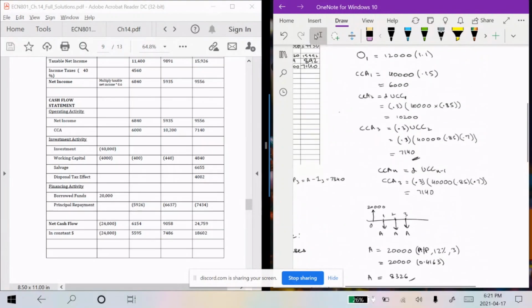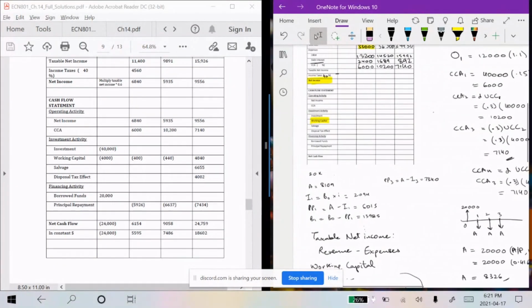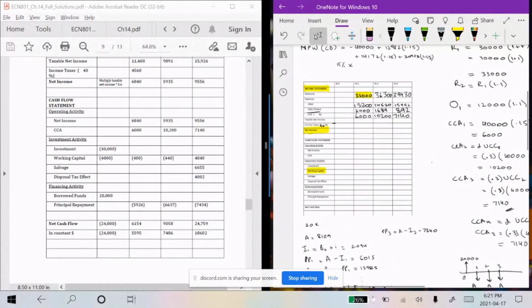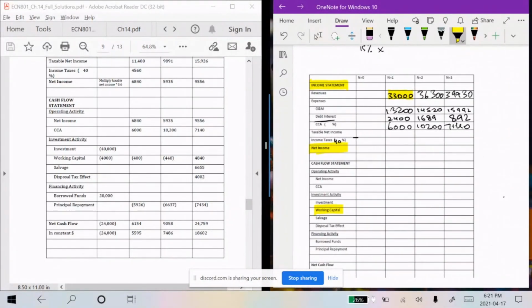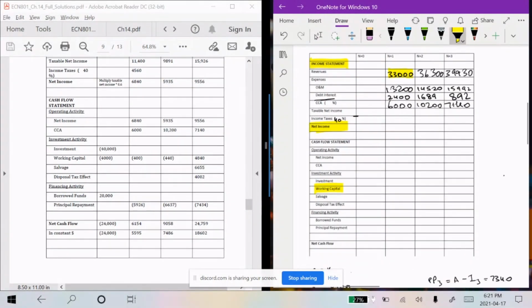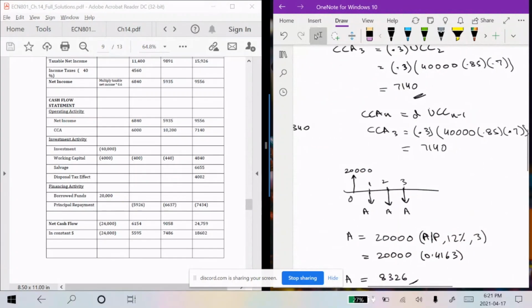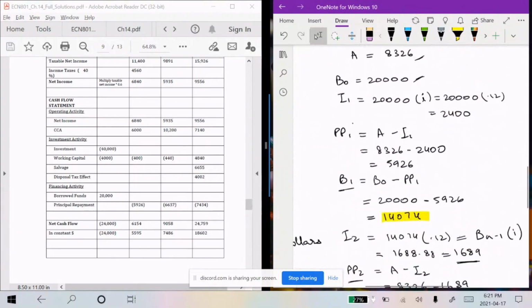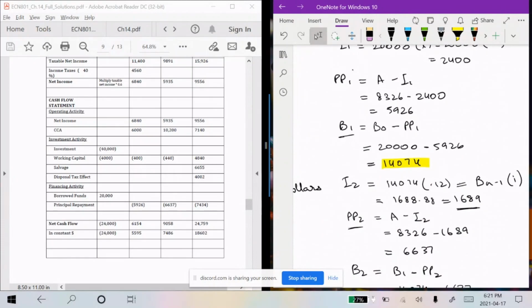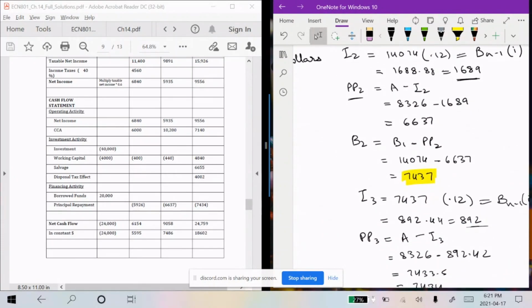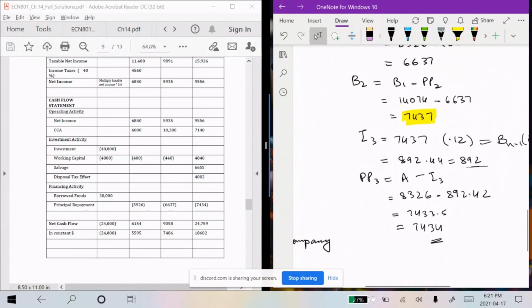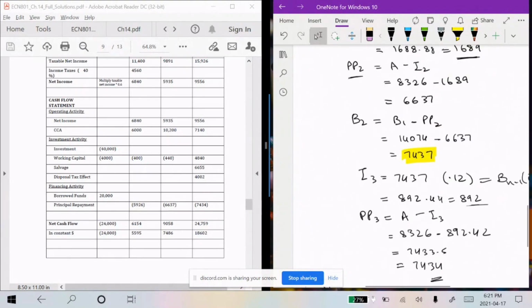Write those in this debt interest row right here. This one, you get all 3 of those: 2,400, 1689, and 892. Then you got the CCA already. Okay, and then one more thing we can fill using what we did here is the principal payment values. The principal payment in 1 is 5926. Principal payment in 2 is 6637. Principal payment in 3 is 7434.